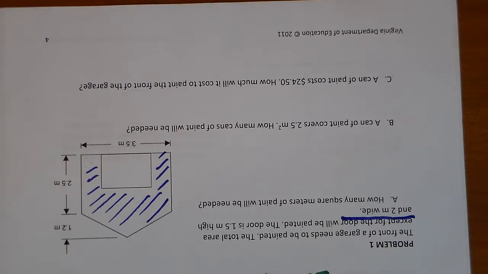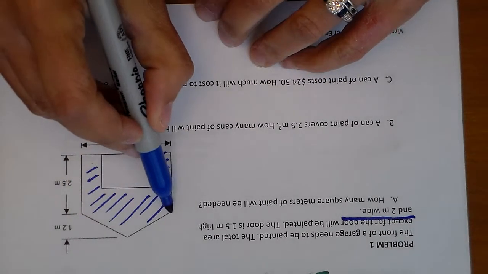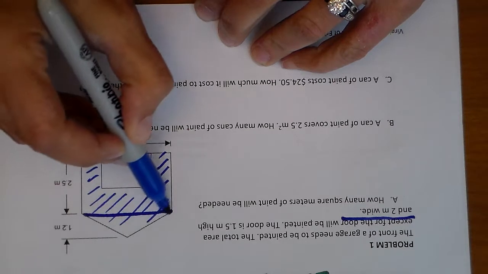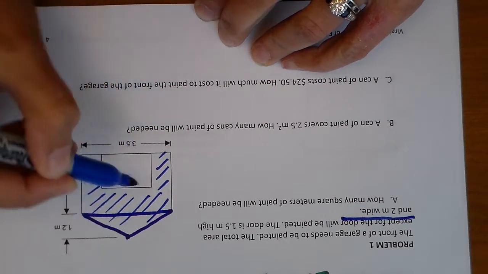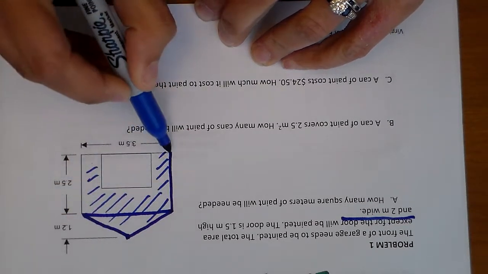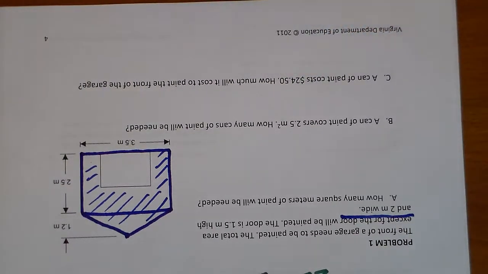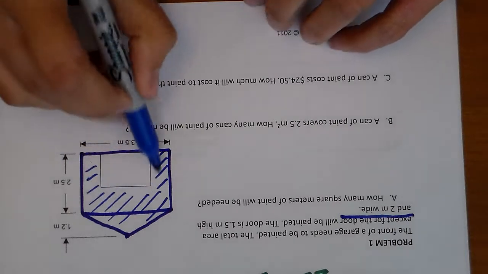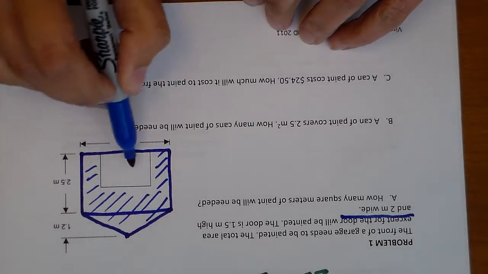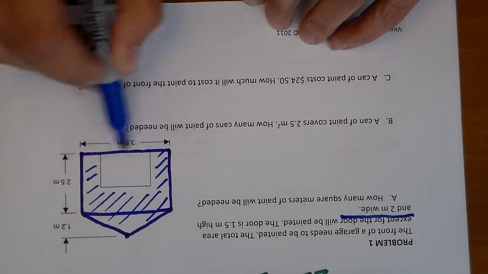Well, let's divide this up. I'm going to divide this garage door into a rectangle and a triangle. You see the triangle there? In the front of the garage, you've got a triangle and you've got a rectangle. So let's find the area of the entire front. Don't worry about the door. Just find the area of everything.